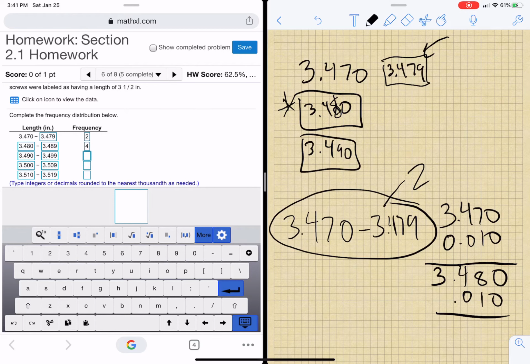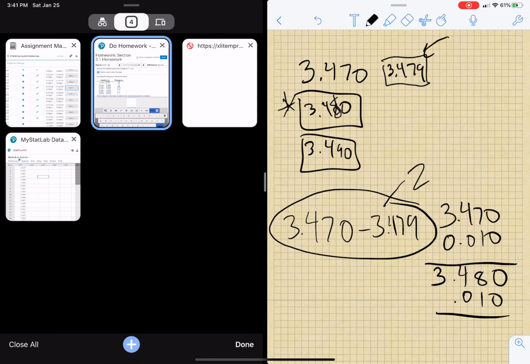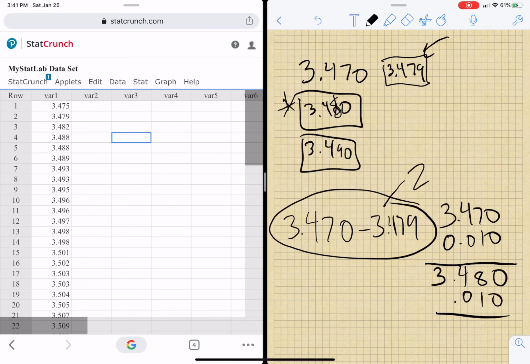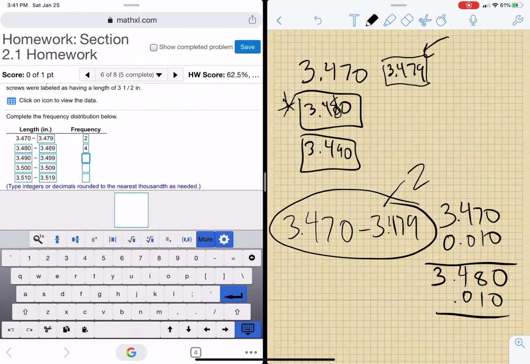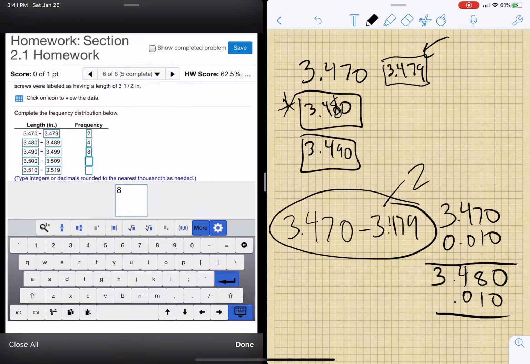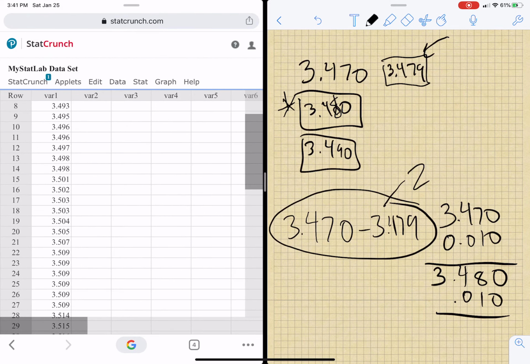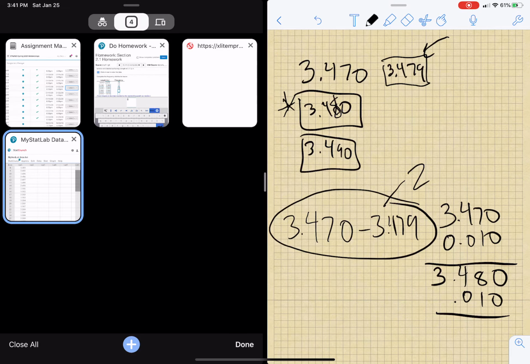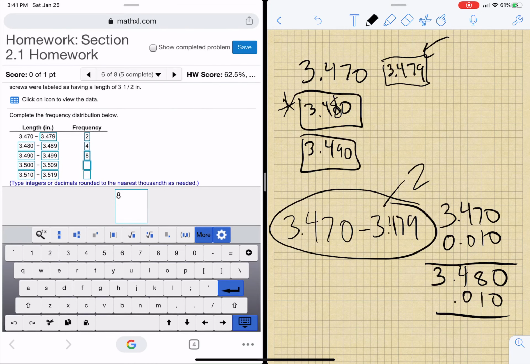Okay, now 9 to 9, 9. 9 to 9, 9. Okay, 1, 2, 3, 4, 5, 6, 7, 8. I got 8. You could go back and look at this thing if you need to. Okay, next one. Oh, I gotta go back to see which one I've done. Okay, looks like I'm on the 5s now.